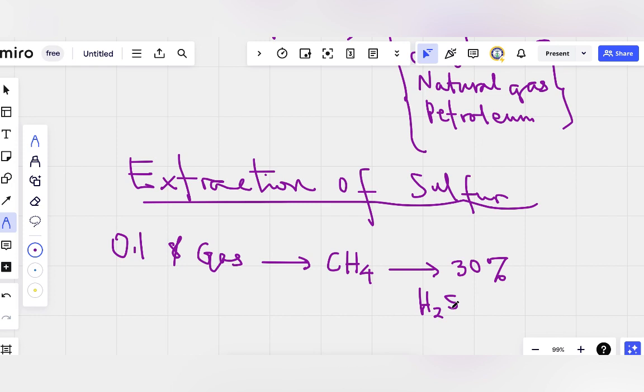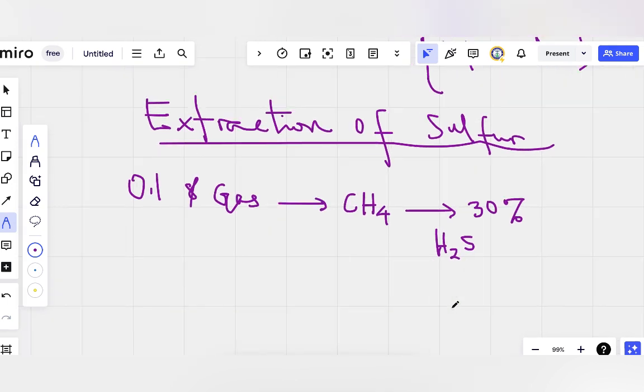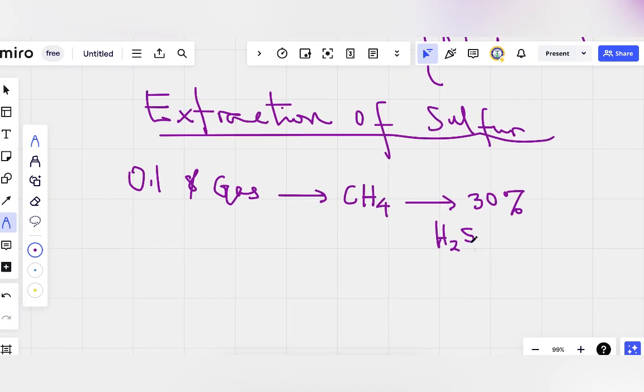So how do we now get sulfur out of the hydrogen sulfide we get from natural gas? What do we do to get the sulfur, because we want the sulfur? To get the sulfur, we react this hydrogen sulfide with oxygen. We burn it in air. Whenever we say we burn something in air, it means we react it with oxygen.